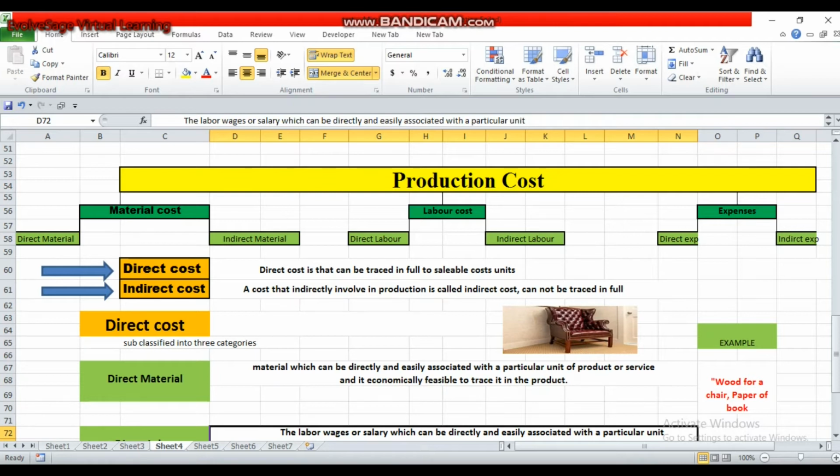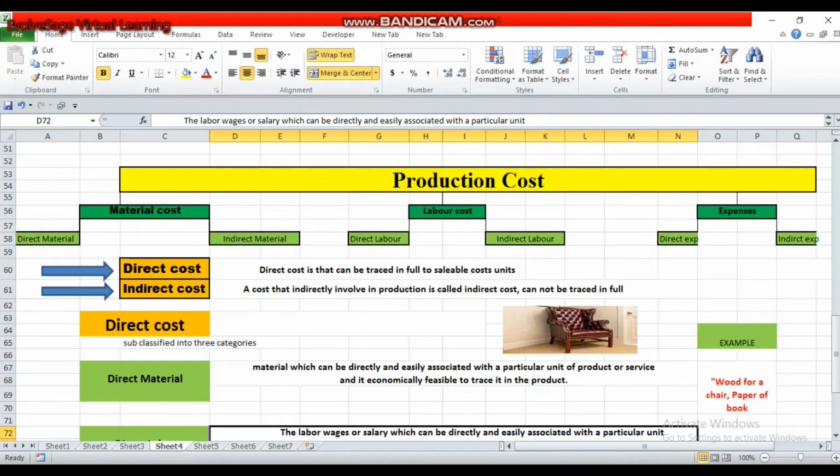If it is feasible for us to measure the quantity and cost that has been consumed in a single product, then that cost of product will be called direct cost. That means it is the major part of cost that has been consumed during the production process.